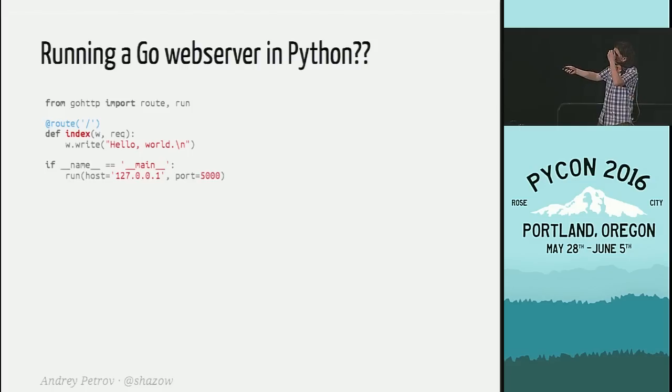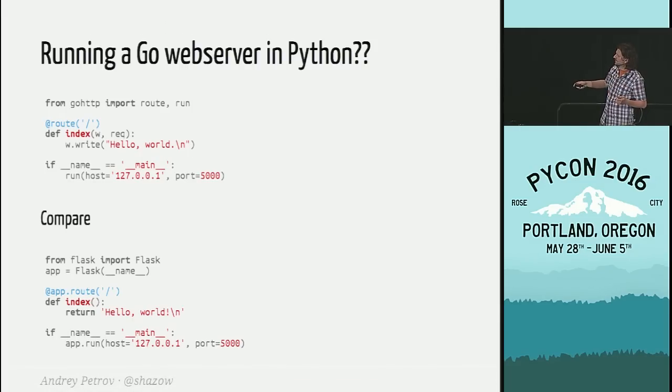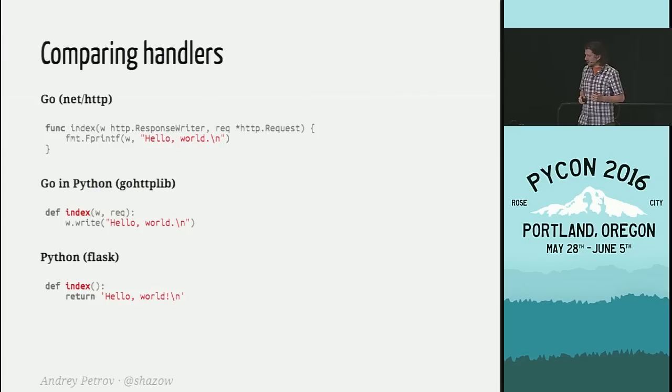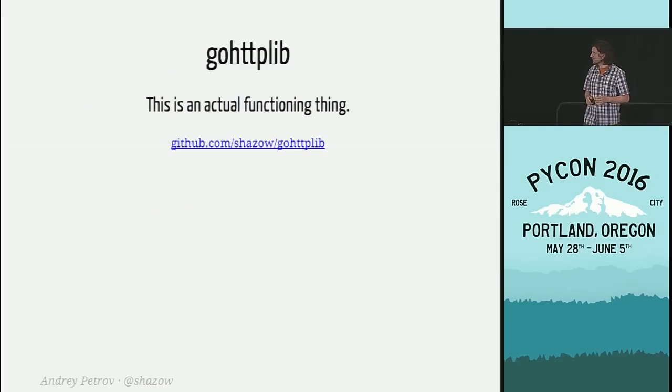So how do we build this? Just to look at the differences, this is the Flask version and my crazy Go version. You could make this look exactly like Flask if you wanted to, but I think that defeats the point. It's a hybrid halfway point. So altogether, let's look at all the handlers. We have the Go one that takes a response writer and a request. We have the Go and Python one, which takes a response writer and a request, and then just writes to it, calls that write. And then we have the Flask one, which just returns a string. So pretty similar. That's the meat of what we're dealing with.